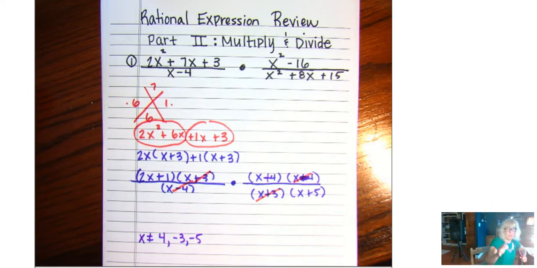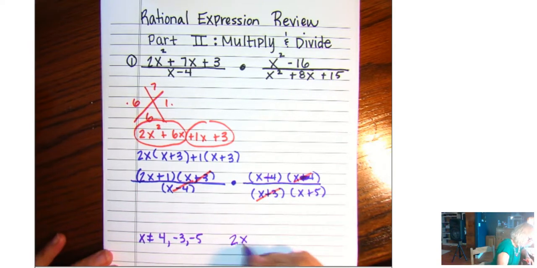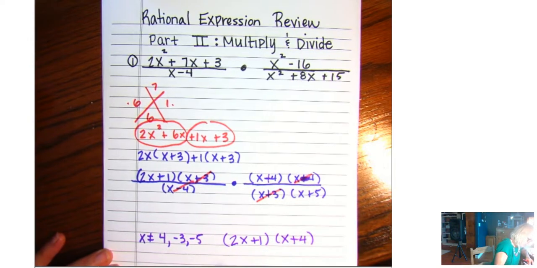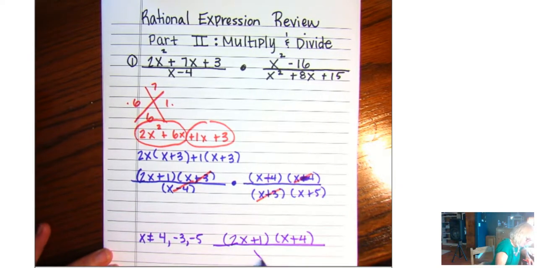Okay, so anyway, the good news is I did catch it. So our final answer is just going to be 2x plus 1, x plus 4 over x plus 5.